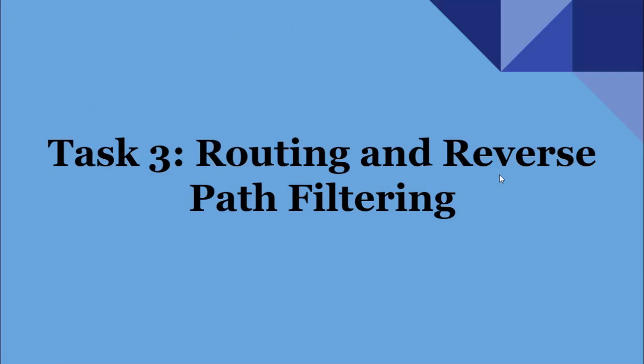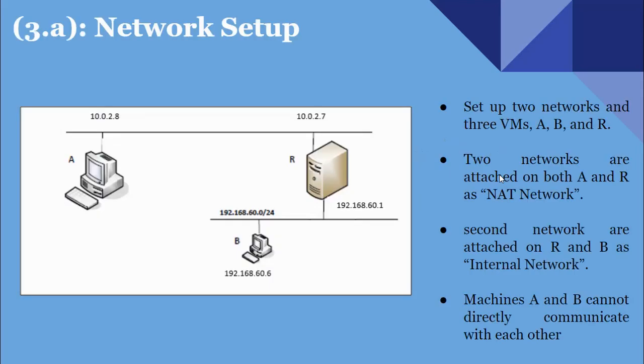Thank you, Nabila. Next, I will continue explaining task 3, which is routing and reverse path filtering. Okay, for the first task, network setup, we need to set up 2 networks and 3 VMs, which I name Machine A, Machine B, and Machine R. Machine R we assign as a router. So in this task, Machine A and Machine R will have the same network.